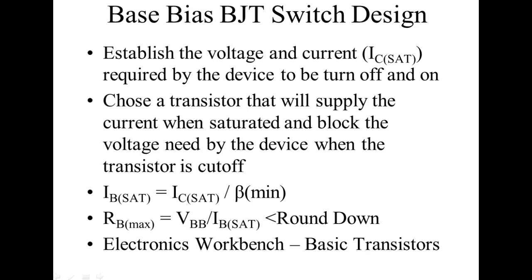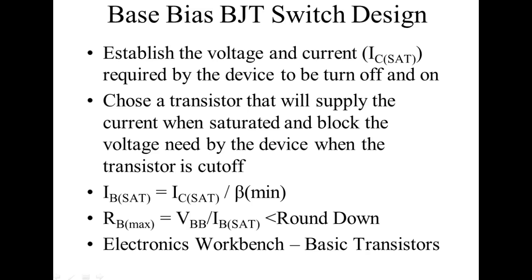Establish the voltage and current required by the load. We call this ICSAT. Choose a transistor that will supply the current when saturated and block the voltage needed by the device when the transistor is cut off. So make sure we choose a transistor that has breakover voltages greater than what we're trying to block when it's turned off, and that it can control the amount of current I need to control when it's saturated.